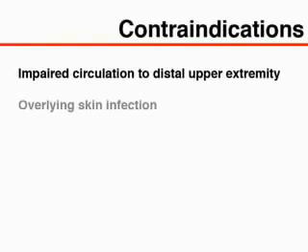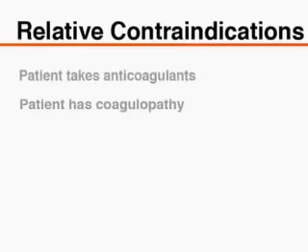In addition, radial arterial puncture should not be performed in the presence of an overlying skin infection. It is relatively contraindicated in patients receiving anticoagulants or in those with coagulopathies because of the increased risk of bleeding and hematoma formation.